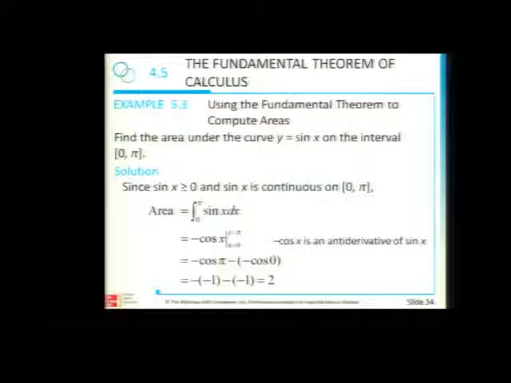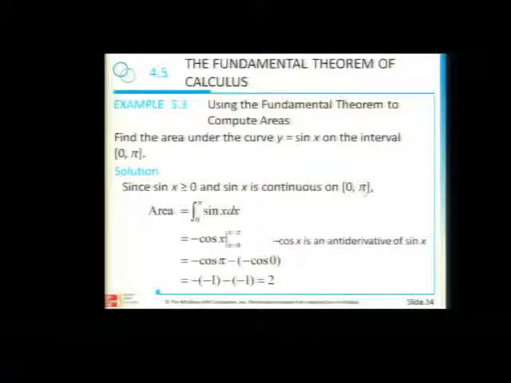Well, since integration represents the area under the curve, together with the fundamental theorem, we can use it to determine the area under the curve, making use of this definite integral. Okay? So we want to find the area under the curve y equals sine x from 0 to pi.